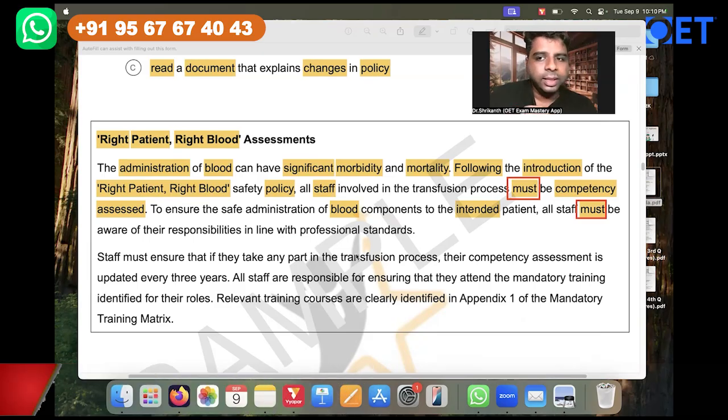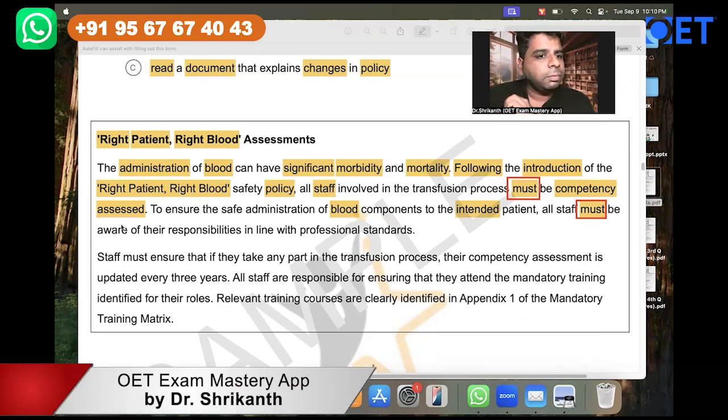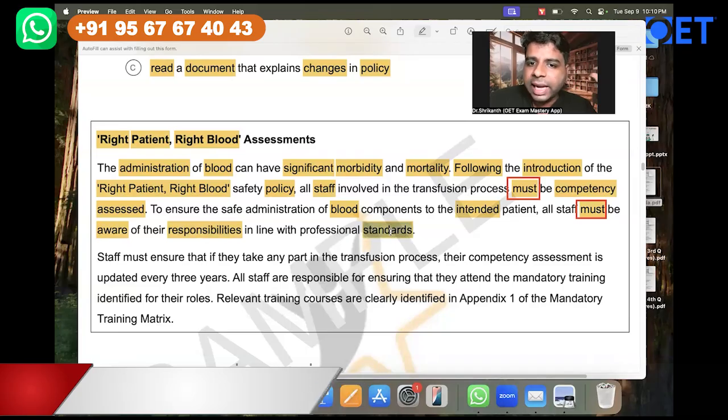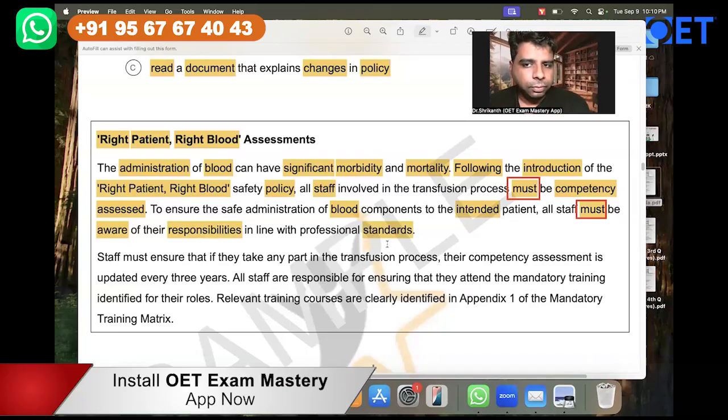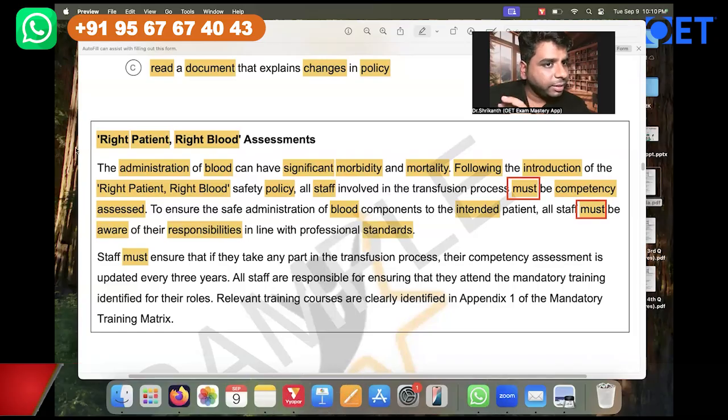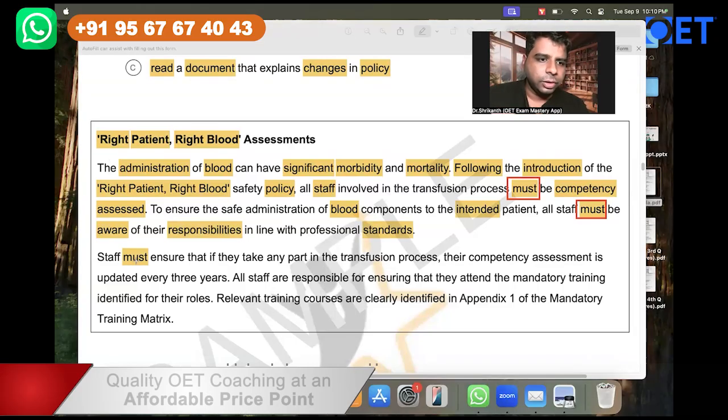So here, what are they telling? Every single staff must be aware. Aware basically means what? They must be knowledgeable about their responsibilities with these standards, the professional standards of blood transfusion. Now let's come to the second paragraph. Here also the word must is coming. Again, this is an obligation based question. So you have to give importance to these words.